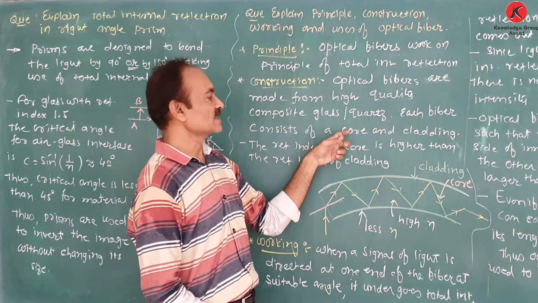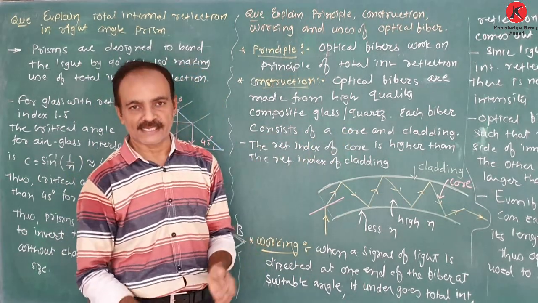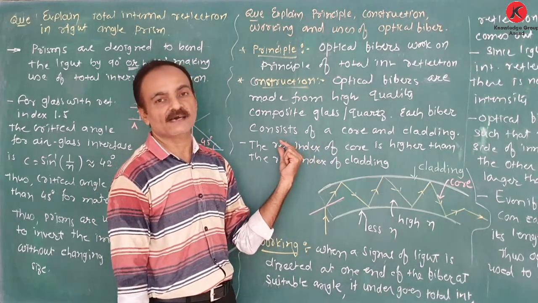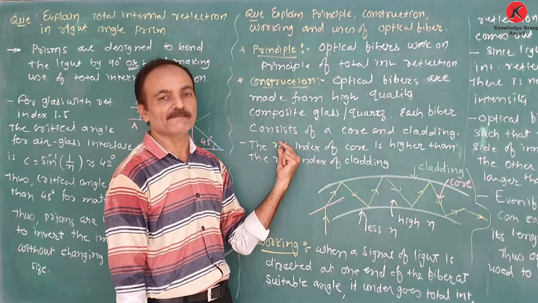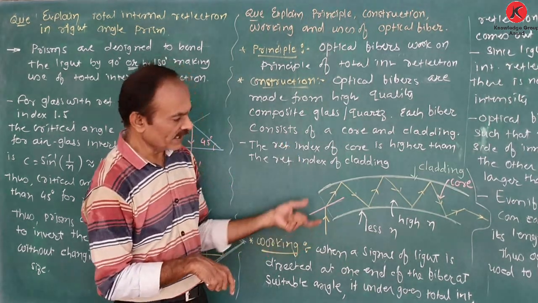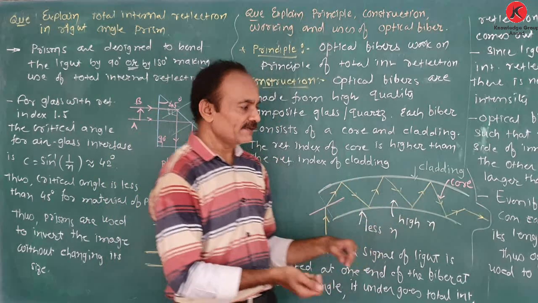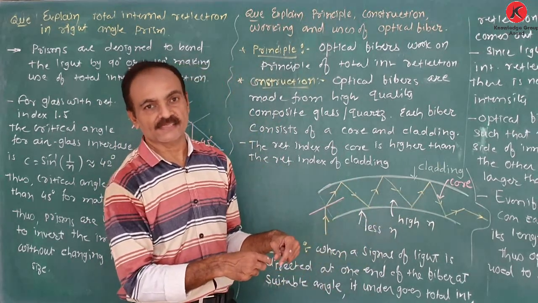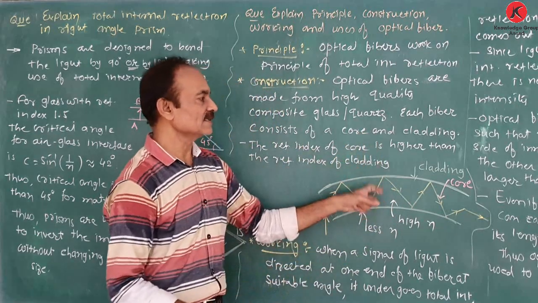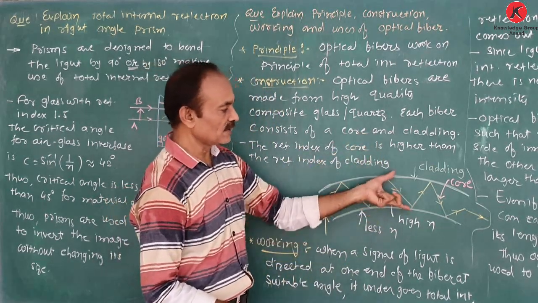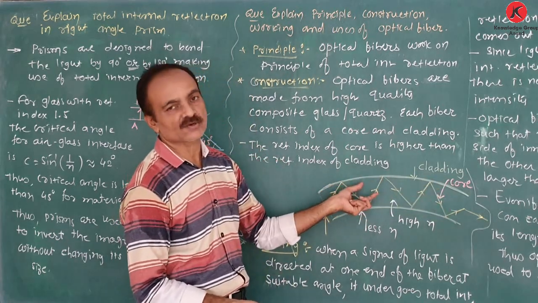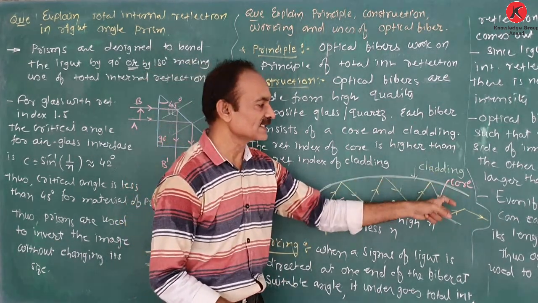Each fiber consists of core and cladding. Here it is very thin, its diameter is approximately 100 micron, which is very less compared to the hair of our head. Due to being very thin, we can bend it in any direction without breaking. Each fiber consists of the core, that means the inner side, and the cladding is the outer cover of this core. So there is the cladding, there is the core.